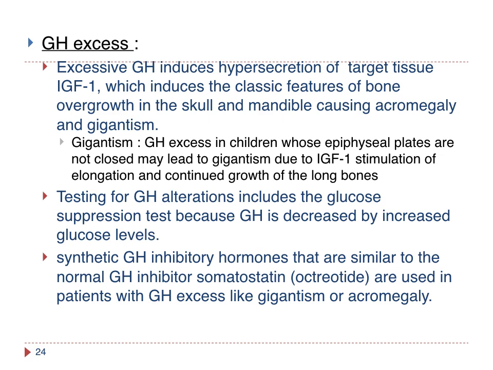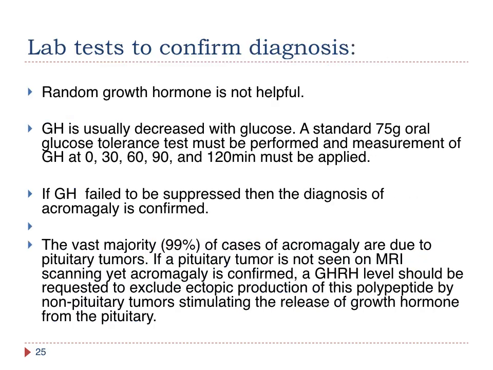Of course, the glucose suppression test is done because growth hormone is decreased by increased glucose level, and we see whether it is subjected to suppression or not. Synthetic growth hormone inhibitory hormones that are similar to the normal growth hormone inhibitor somatostatin are also used in patients with growth hormone excess like gigantism or acromegaly.